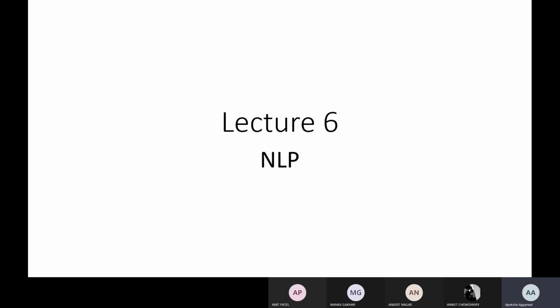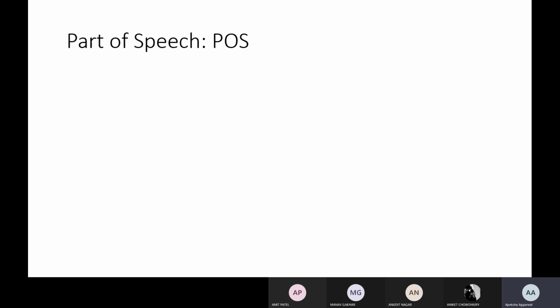Okay, so part of speech. You can tell in the English language what is part of speech. Part of speech is basically a category of a word. So a word can be a noun, pronoun, adverb, verb, adjective, or anything. Part of speech is basically we are classifying or categorizing each and every word in the sentence.